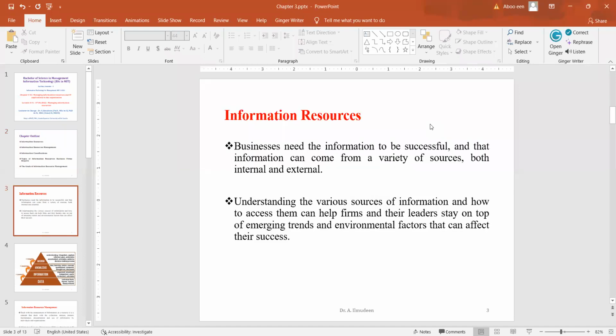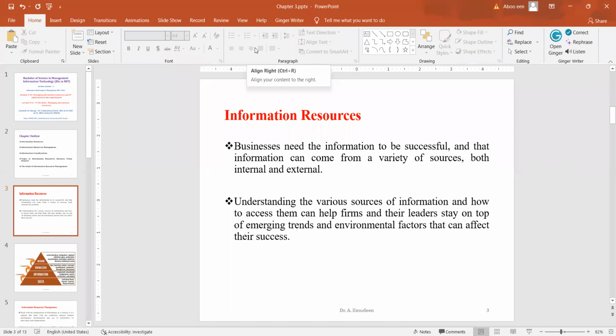Okay, great. So we will discuss information and information resources. Every organization, especially every business organization, is highly dependent on information for its routine and business operations. When we take a business organization, they are using a variety of information, from various sources. A little later, I'm going to introduce the types of information sources. Without this information, it is difficult for them to run their business operations. So business needs information to be successful, and that information can come from a variety of sources, both internal and external.